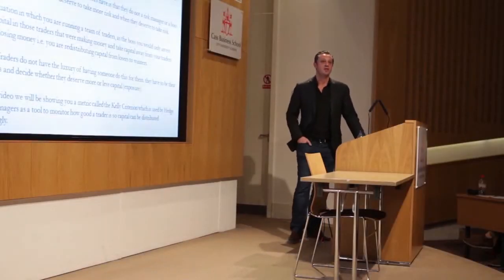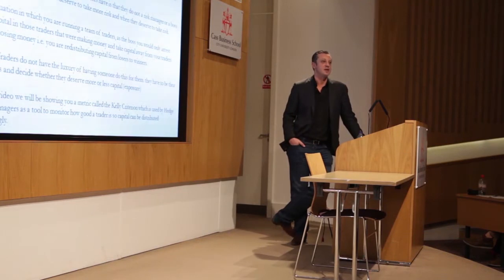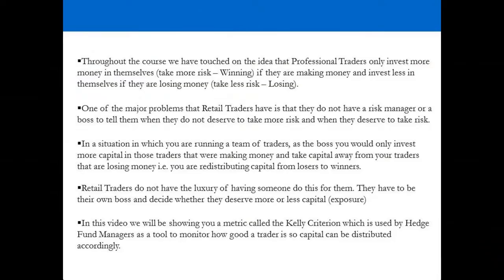Okay, we're going to move on to something called the Kelly criterion. We've touched on this idea that when we're winning, we want to be seeking more risk. We've touched on the idea that when we're losing, we want to be seeking less risk. We want to be pulling from box B. So box A when winning, box B when losing.